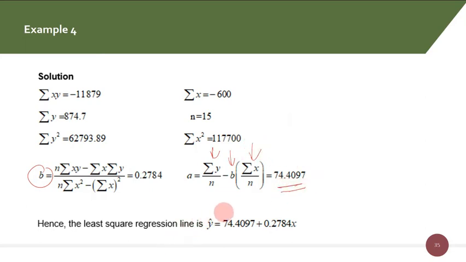So we have the least square regression line is y bar equal to 74.4097 plus 0.2784x. Okay, from the equation we can see the slope is positive. So from here we can say that this equation has a direct relationship between x and y, or we can say direct relationship between temperature and impact energy on tempered steel alloy, because our variables are temperature and impact energy.